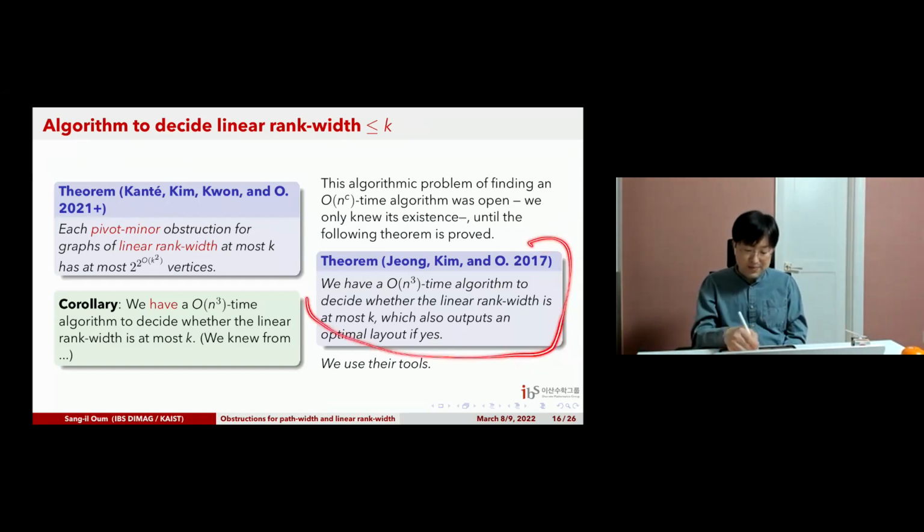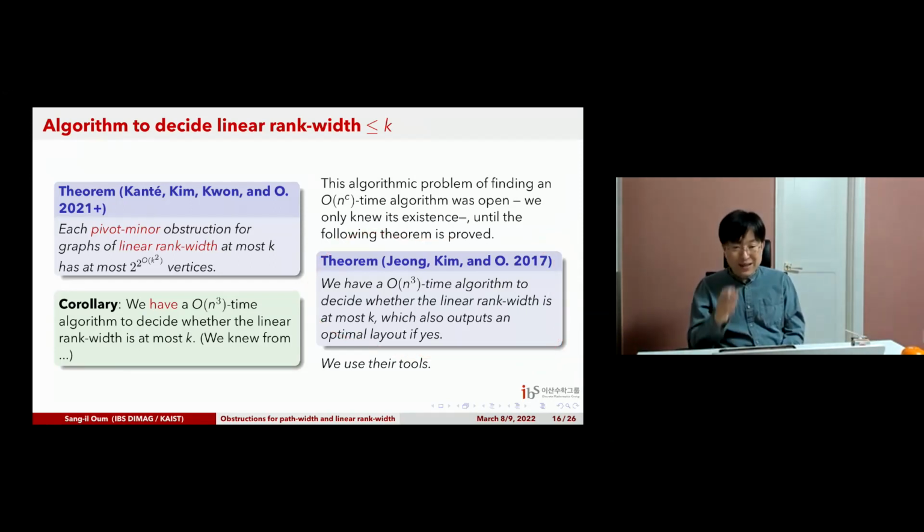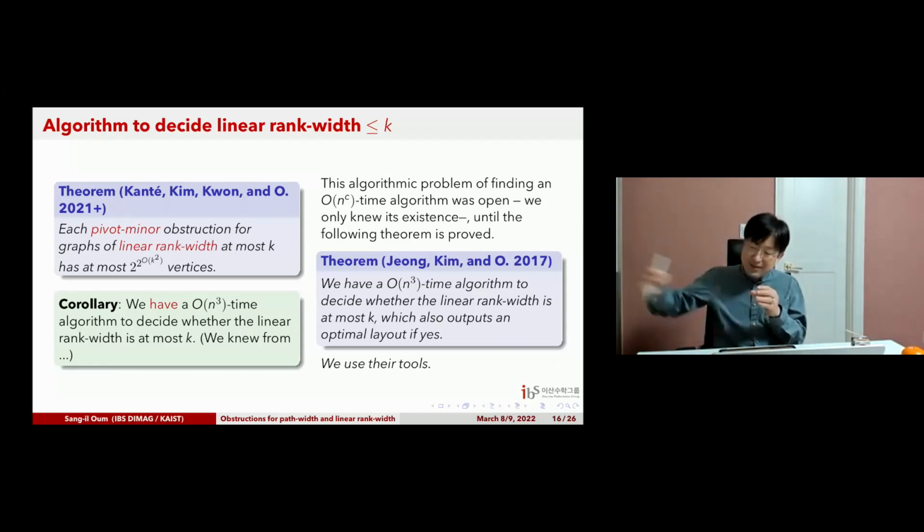So the algorithm is based on dynamic programming. At any moment, it will store all possible partial solutions in a compact way. And then later on, whatever things attach to it, we would be able to decide whether or not this substructure can be extended to a global optimal solution, whether or not it has path width at most k or linear rank width at most k. So we have this constant size data structure, and that was essential for the algorithm. And we are going to use this tool for our proof for obstructions.